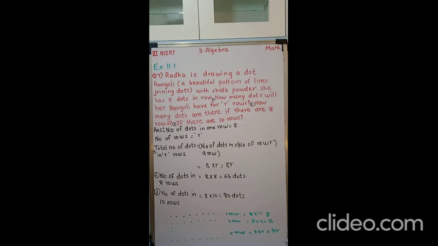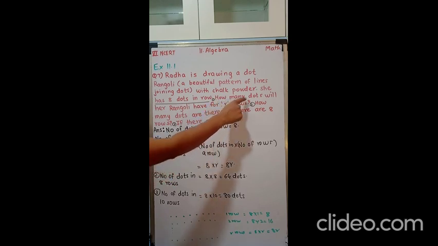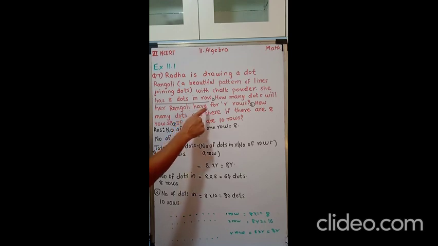So in a word problem, whenever something is given, always write down the given thing. So the number of dots in one row equals 8. Now there are 3 sub questions in this question. First, how many dots will her rangoli have for r rows? Second, how many dots are there if there are 8 rows? And third, if there are 10 rows.